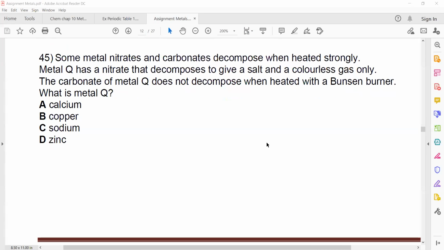Some metal nitrates and carbonates decompose when heated strongly. Metal Q has a nitrate that decomposes to give a salt and a colorless gas only, and the carbonate does not decompose on heating. What could be this metal Q?